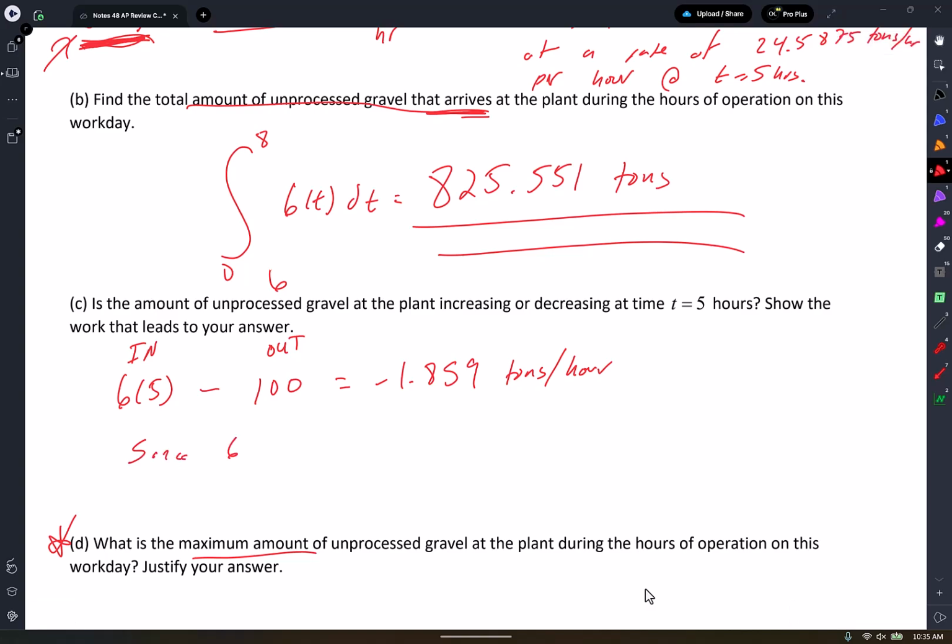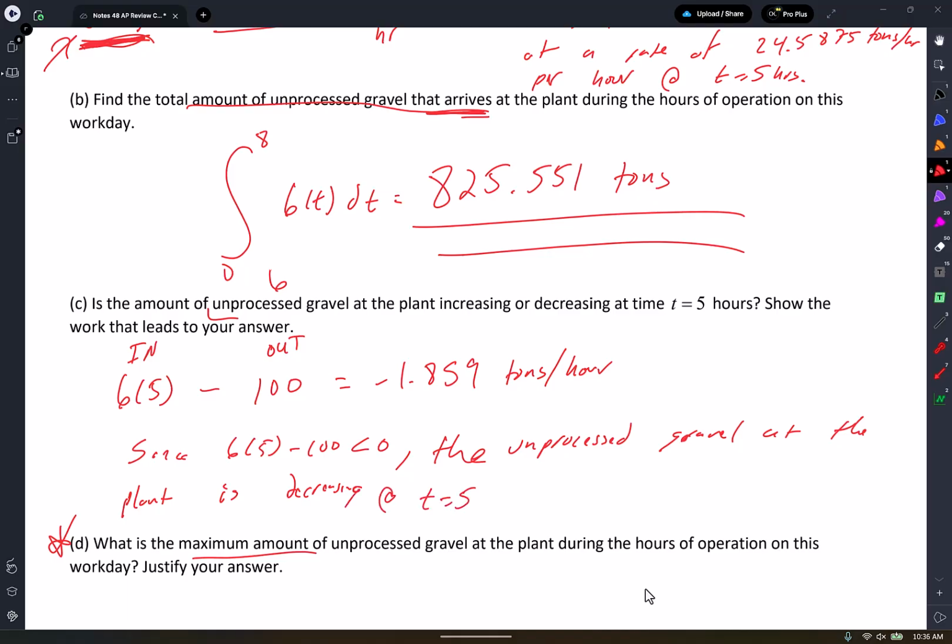Since G of 5 minus 100 is negative, the unprocessed gravel at the plant is decreasing at T equals 5. Does that make sense, Ms. Kyle? Does that make sense?